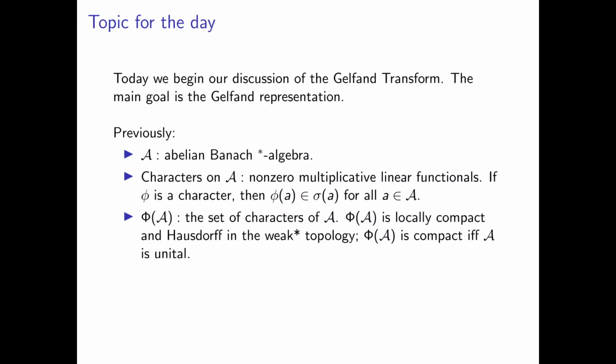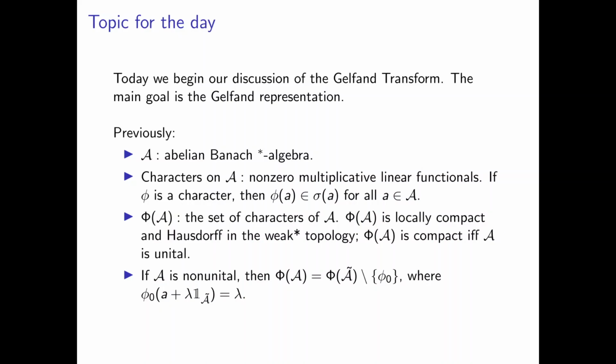And then we considered the set of characters of A, which we denote in this way here, and this is a locally compact and Hausdorff space in the weak star topology. So we didn't use the norm topology or anything, we used the weak star topology to really prove that this set here is locally compact and Hausdorff. And then we noted that it is compact if and only if the Banach algebra A that we started with is unital. And otherwise it's just locally compact, but not compact.